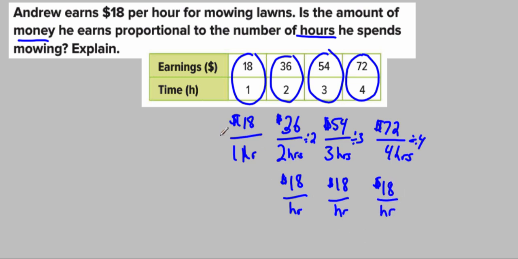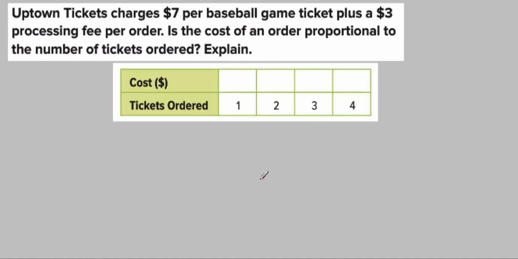So because they all have the same unit rate, we would say that this is a proportional relationship. Because the amount I earn in comparison to the amount of time spent is the same all the way through. It's at a nice even rate of $18 per hour. So let's try another one.